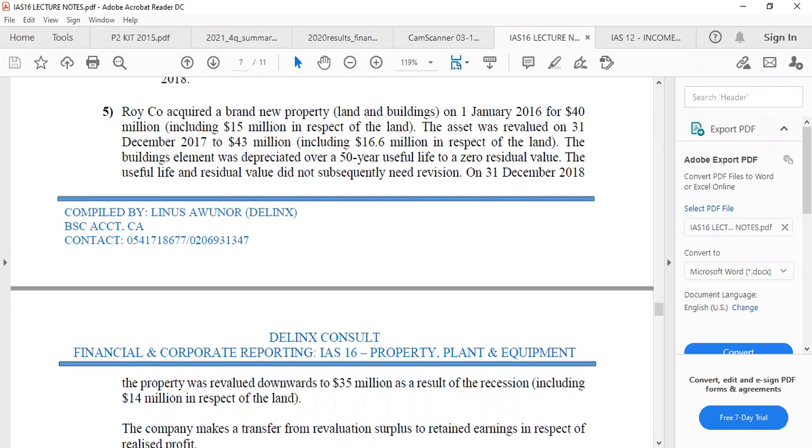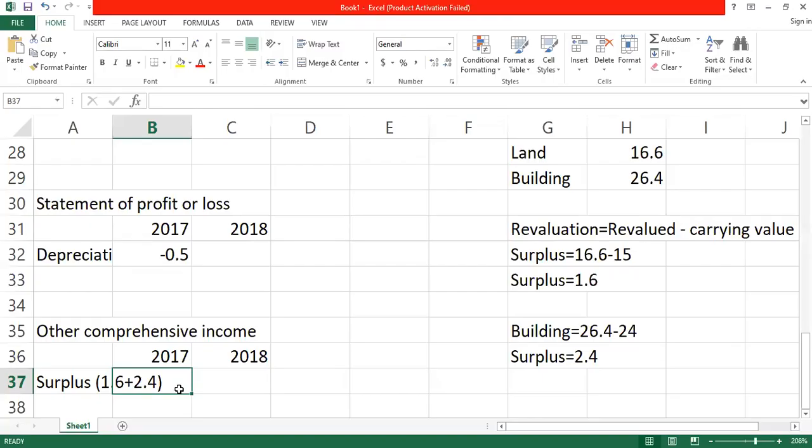So the total revaluation surplus for 2017 will be 1.6 for land, 2.4 for what? Building, isn't it? Okay. So in 2017, we are going to have 4 million as the revaluation surplus. Okay. What will be the new value of the building in 2018? At the beginning of 2018, what will be the new value of the building? 26.4. Okay. After revaluation, the original value is gone. The asset is now born again with a new name.